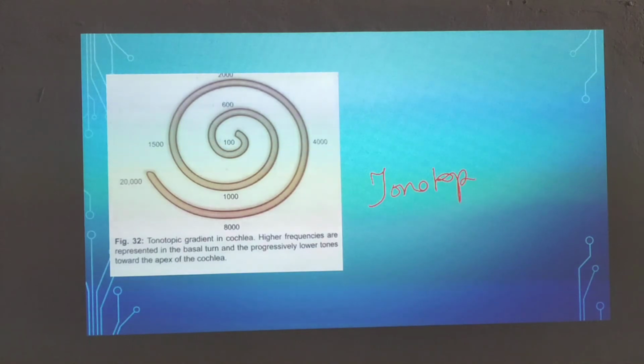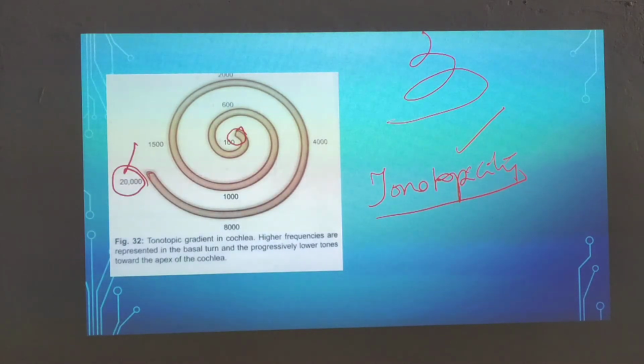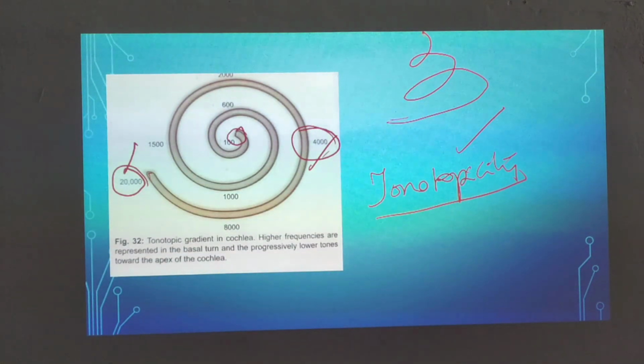Tonotopicity. So tonotopicity means at the level of place, as you could see. This is the basal turn of the cochlea, which is having 20,000 Hz frequency, and this is 100. As you go up and up, lower frequency sounds are perceived like that. Generally, because of that, in noise-induced hearing loss there is a dip at 4K in both air conduction and bone conduction. That is to be known. As you go up and up, the length of the basilar membrane increases, and it is able to perceive the lower frequency sounds also.